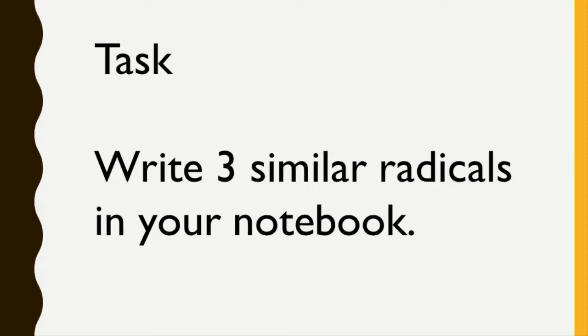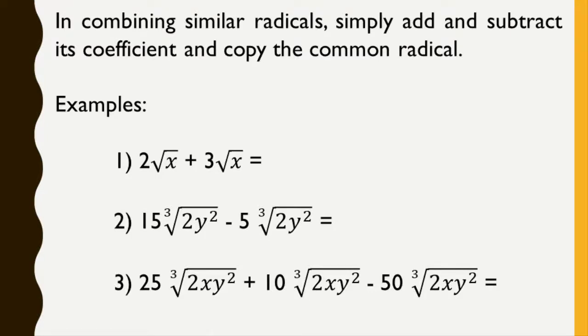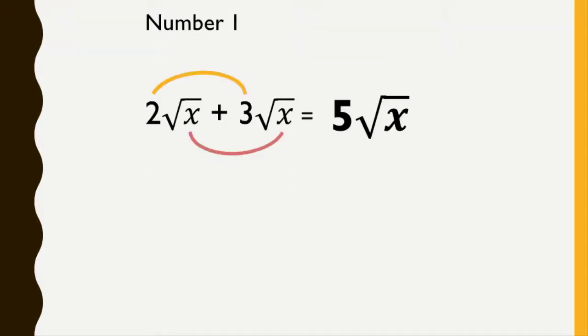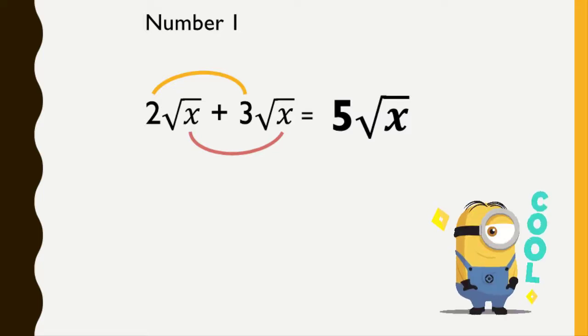Do you know that only similar radicals can be combined through addition and subtraction? In combining similar radicals, simply add and subtract its coefficient and copy the common radical. Examples. Let's answer number 1 example first. 2 square root of x plus 3 square root of x. In this example, we will simply add their coefficients, 2 and 3, and copy the common radical square root of x equals 5 square root of x.